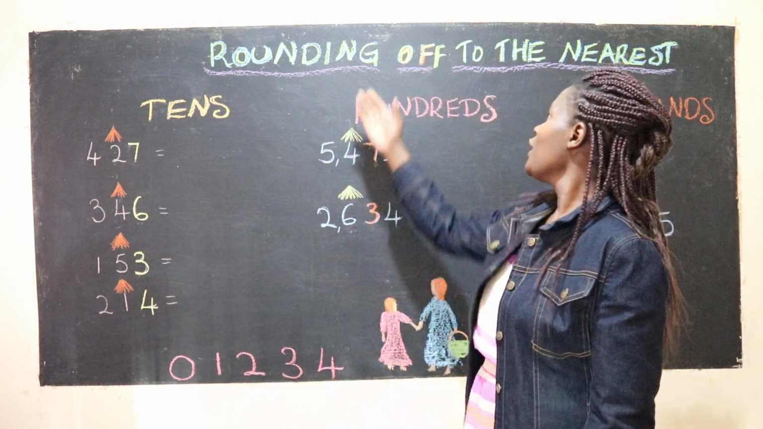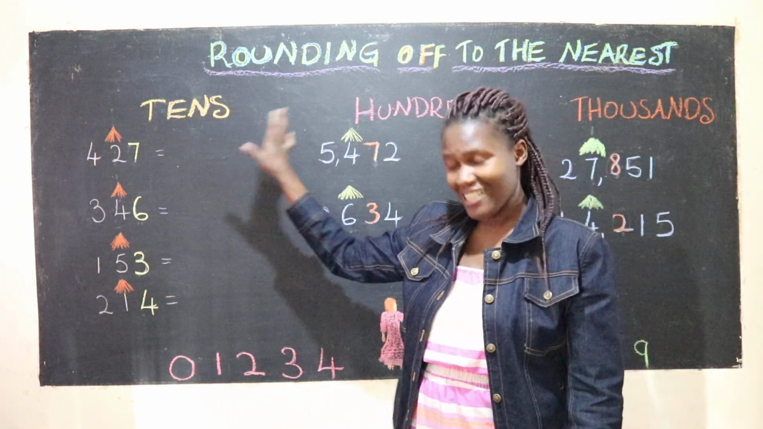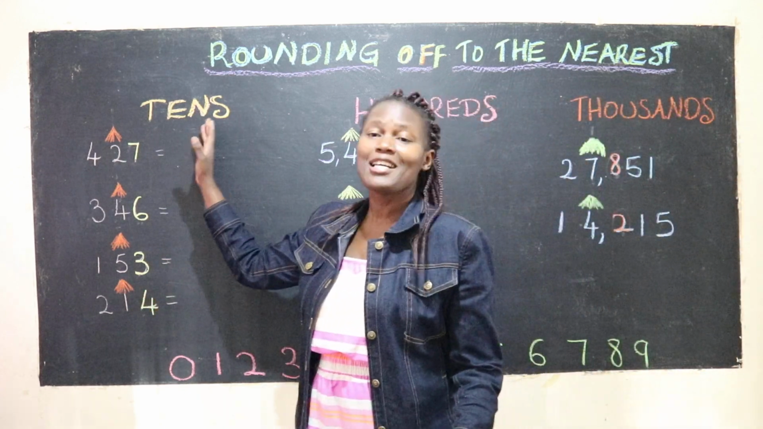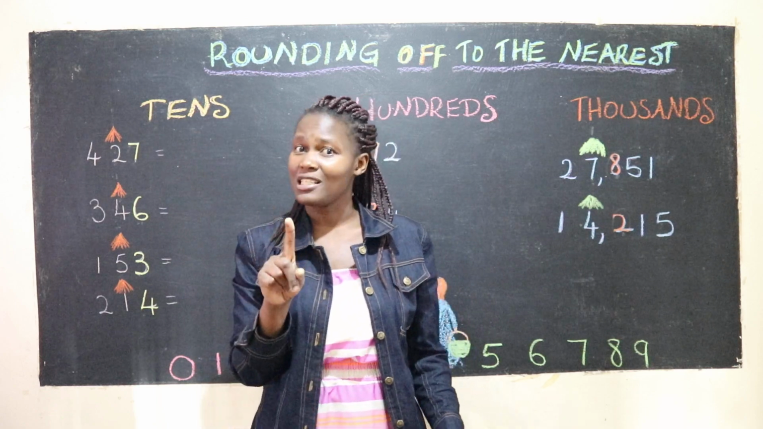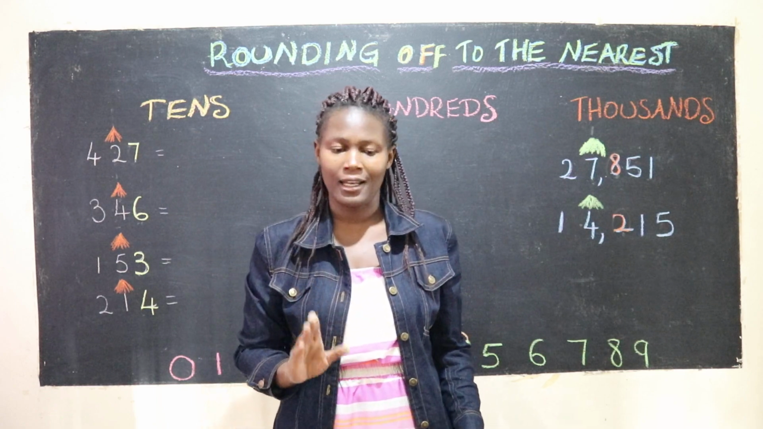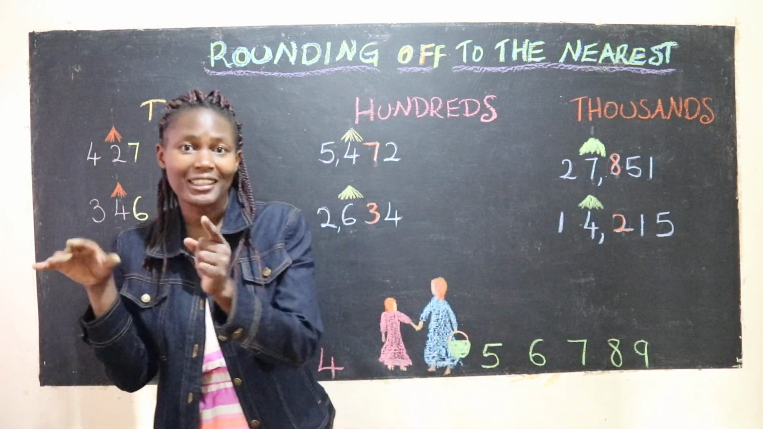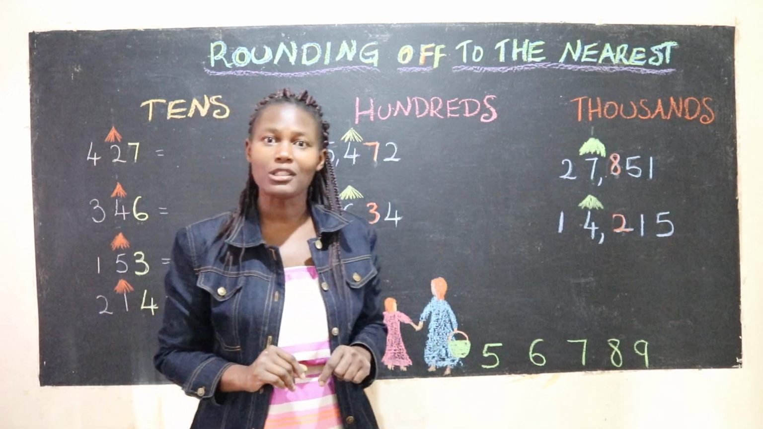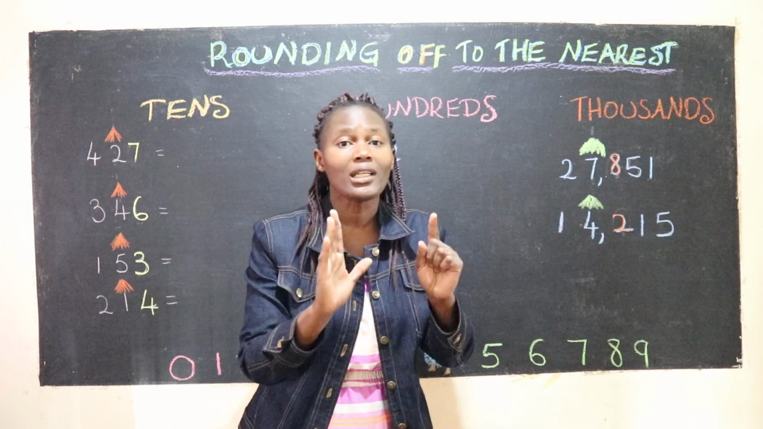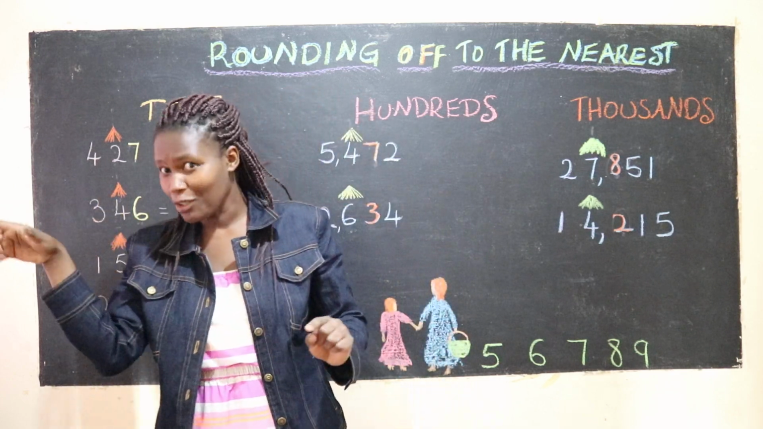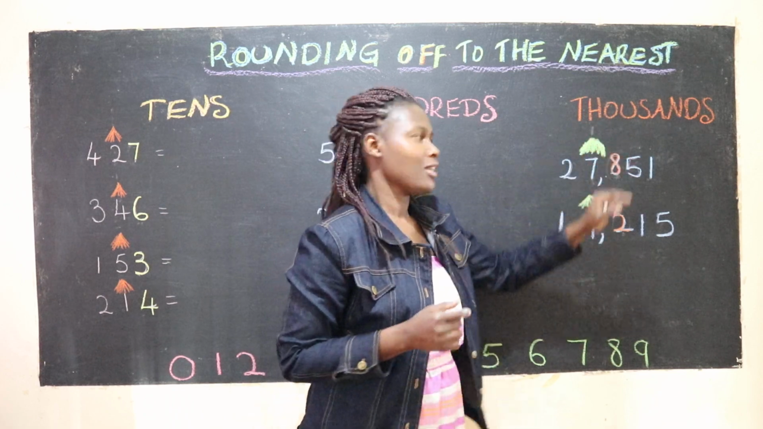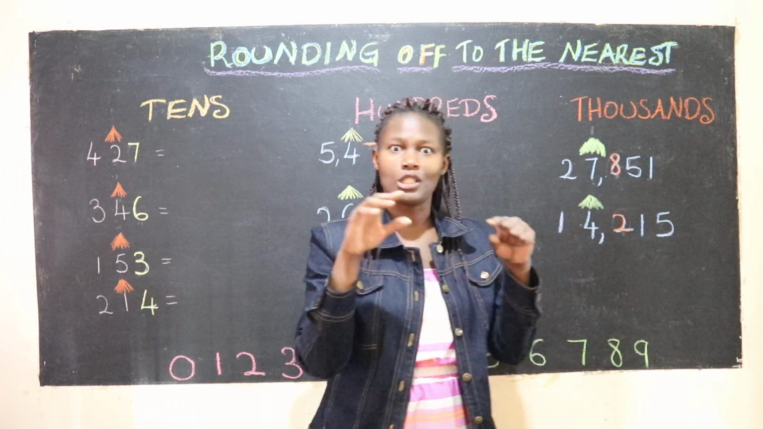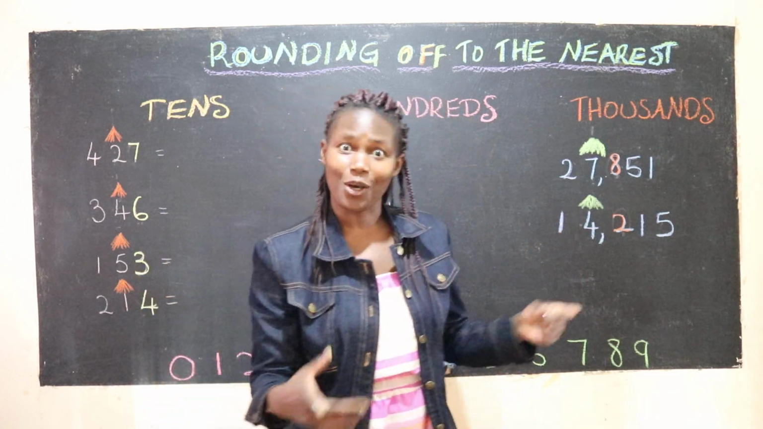Today, we're going to do rounding off to the nearest tens, hundreds, and thousands. And what does it mean? When we say rounding off to the nearest tens, it means that we're going to count numbers in tens, like 10, 20, 30, 40, and so on. And what about hundreds? It means we're going to count numbers in hundreds, like 100, 200, 300. We can continue. What about thousands? It means also we're counting numbers in thousands, like 1,000, 2,000, 3,000, and so on.